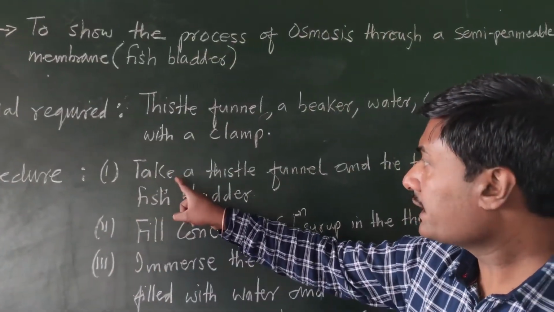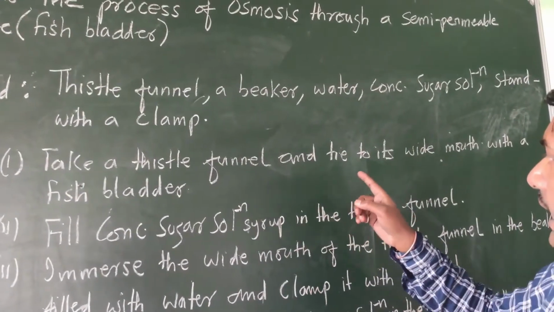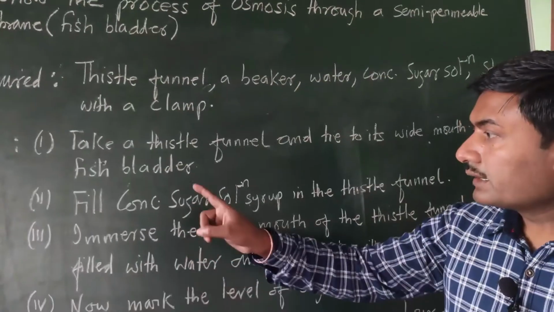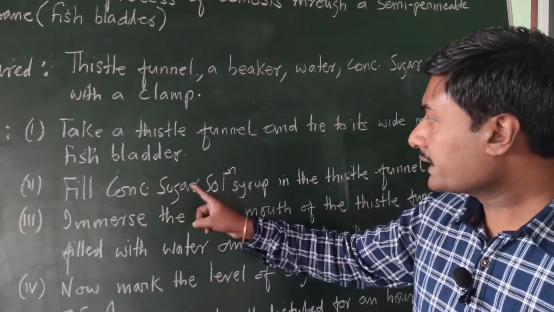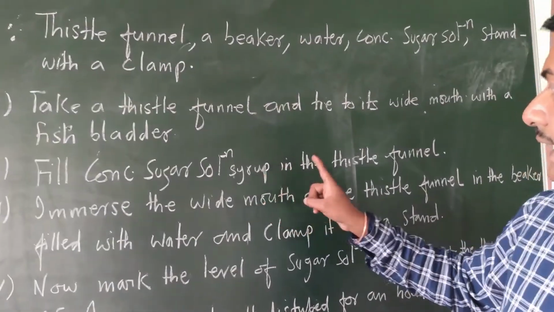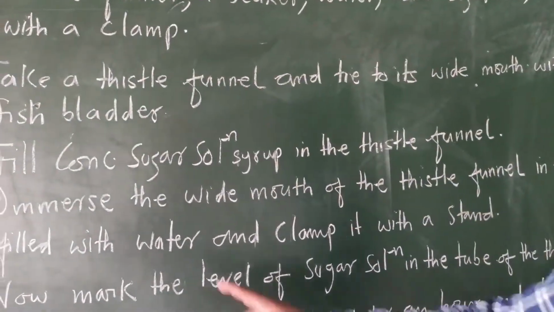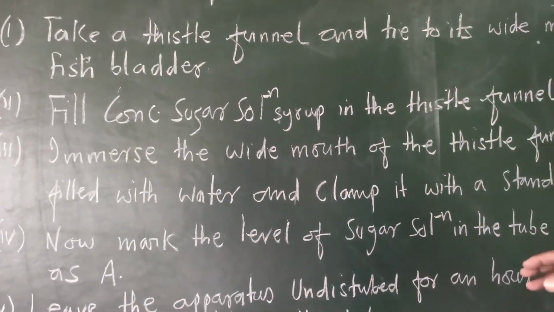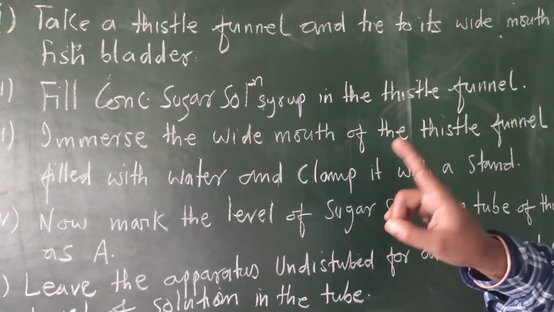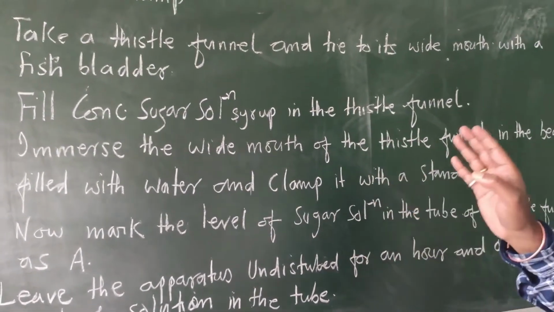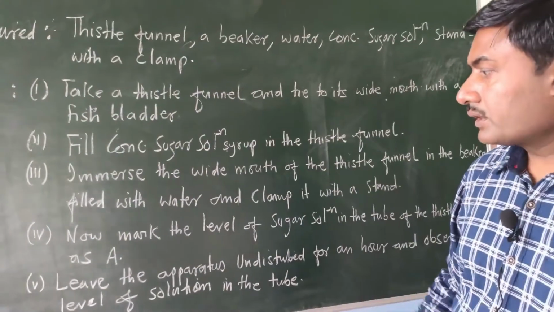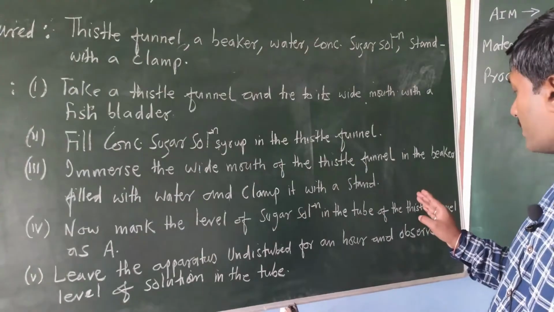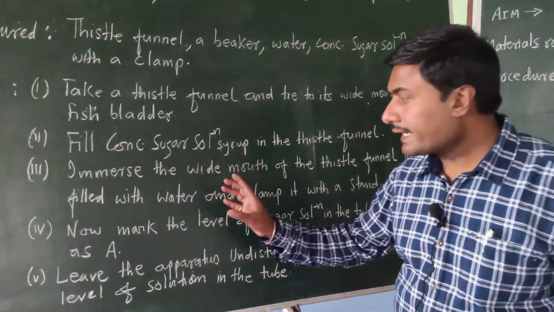First step is to take a thistle funnel and tie its wide mouth with a fish bladder. Second step, fill concentrated sugar solution syrup in the thistle funnel. Third step, immerse the wide mouth of the thistle funnel in the beaker filled with water and clamp it with a stand. Fourth step, now mark the level of sugar solution in the tube of the thistle funnel as A.